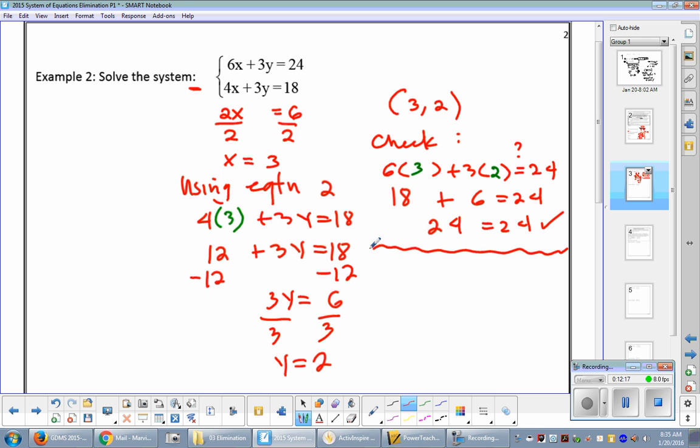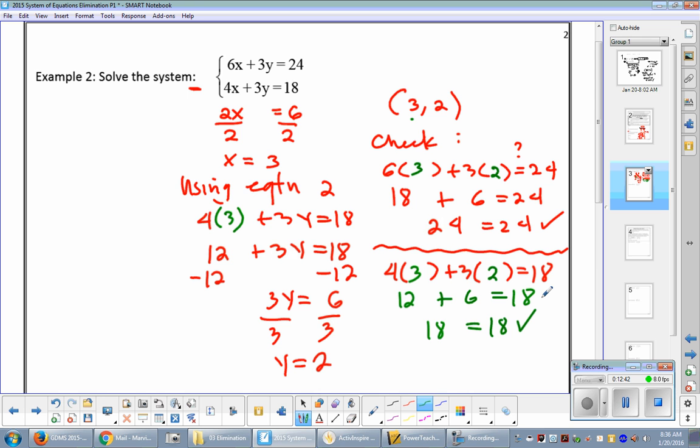For the second equation, I'll use 4x plus 3 times y equals 18. So I will replace x by 3 and y by 2. We'll have here 12 plus 6 equals 18. And what's 12 plus 6? It is 18. So the solution will also work for our second equation. Therefore, we are positive that the solution for this system is 3, 2. In this case, we'll have one solution.